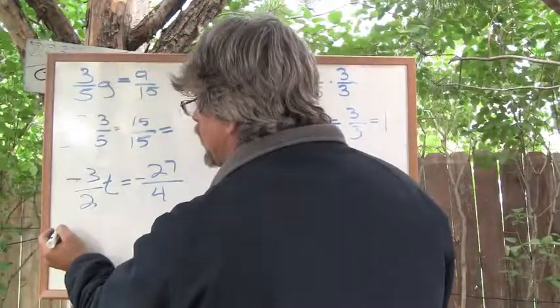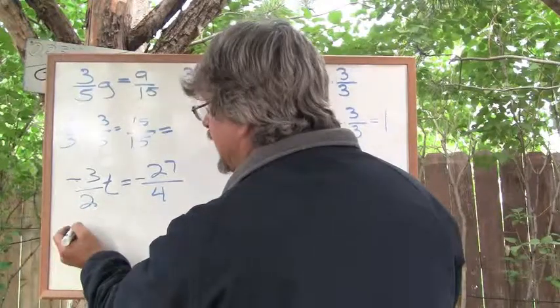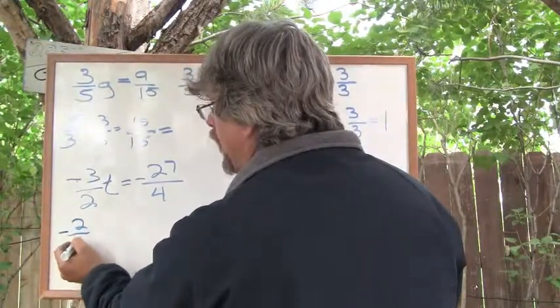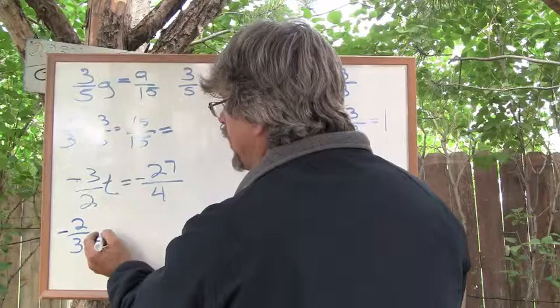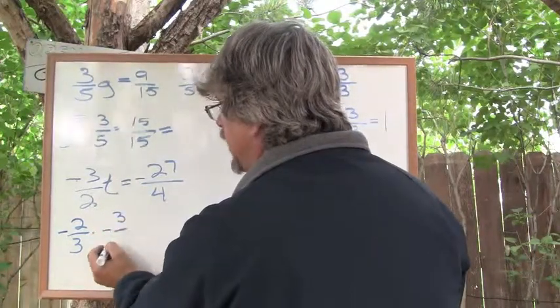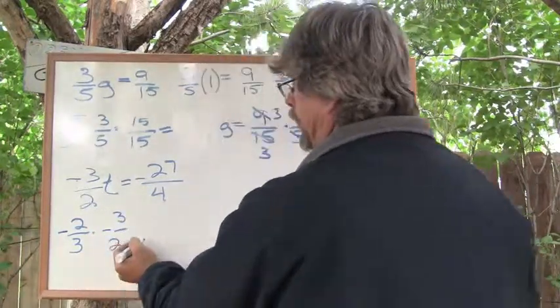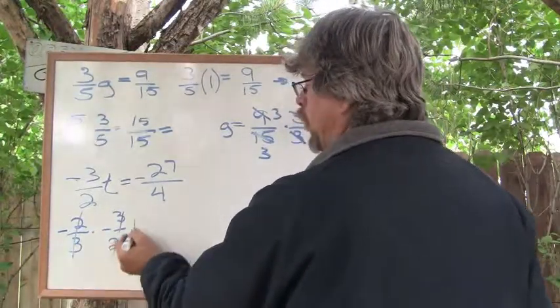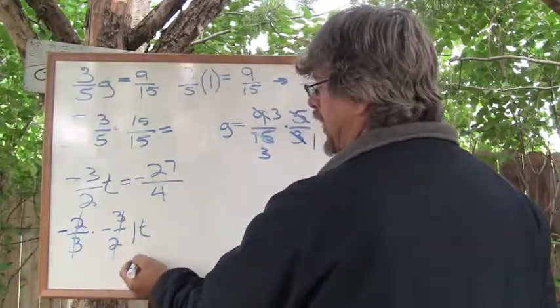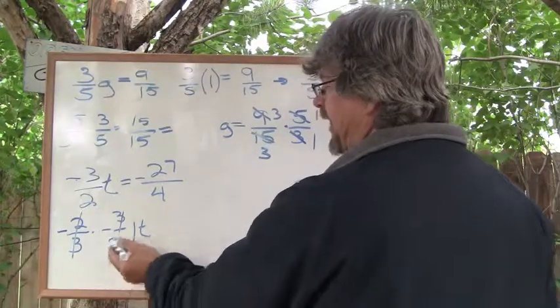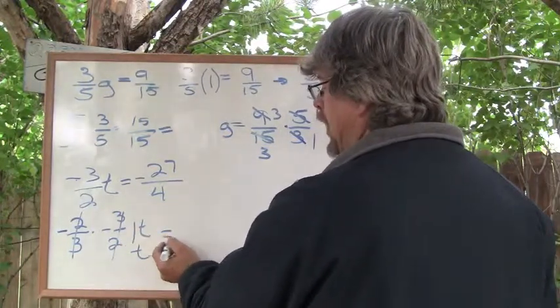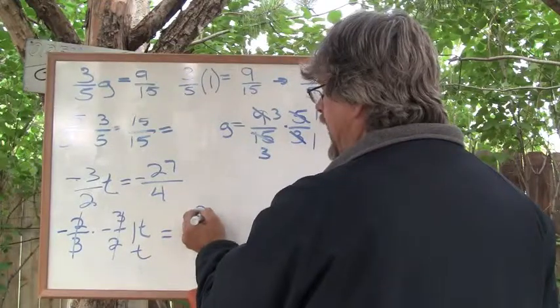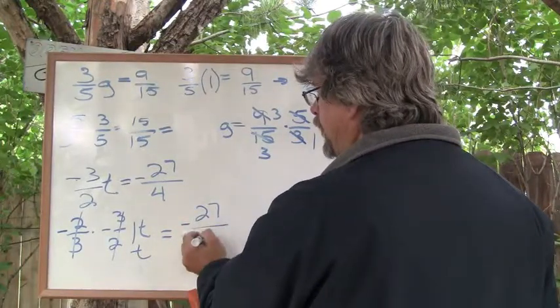So we multiply by negative 2/3 times negative 3/2. And that simply goes to 1t. And we can ignore the 1, so that's how we isolate the t. And t equals negative 27/4.